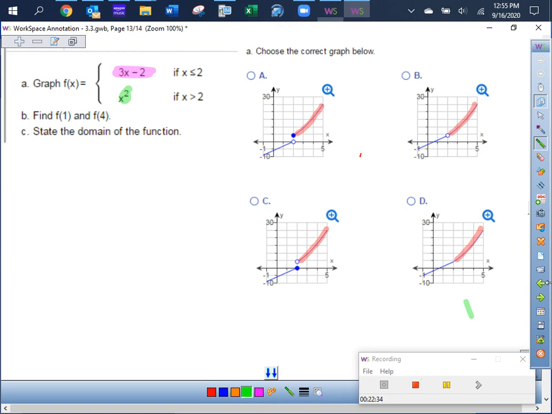I would like you to study A and tell me why A has to be out. Study that. Yep. A is out because the parabola is supposed to have an open dot with it, right?